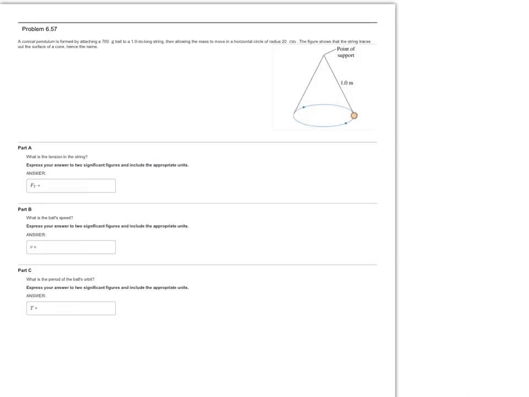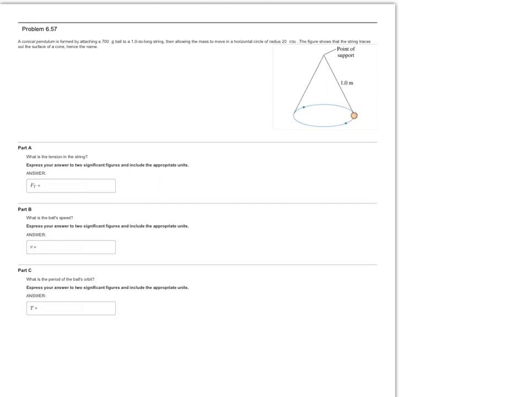Moving on to our next one, we have a conical pendulum here, which is similar to what we did in the Flying Pigs lab. We have an object going around in a circle on a string, and the string is going to be out at an angle like that. And we want to answer a number of questions about this situation.